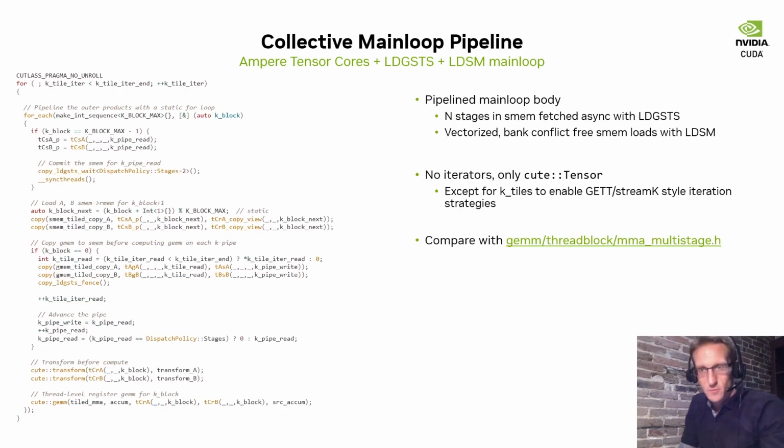Then, the actual main loop. I'm showing the full pipelined Ampere LDGSTS main loop on this slide. It uses N pipes in shared memory to overlap asynchronous LDGSTS copies from global memory. These loads are vectorized and bank conflict free when we've properly designed the tiled MMA and shared memory layouts. Again, there are no tiled iterators here, only CuTe tensors, and we have found this code to be much more reliable, extremely easy to get correctness, and the procedure for optimization is simply choosing the best tiled MMA and shared memory layouts in order to achieve optimized global memory and shared memory access patterns.